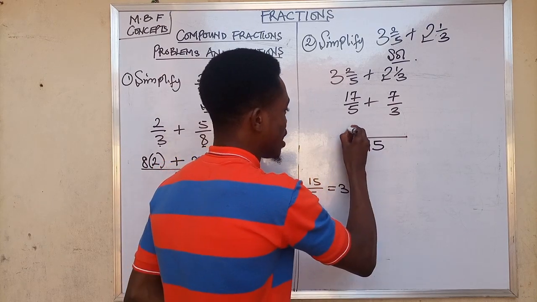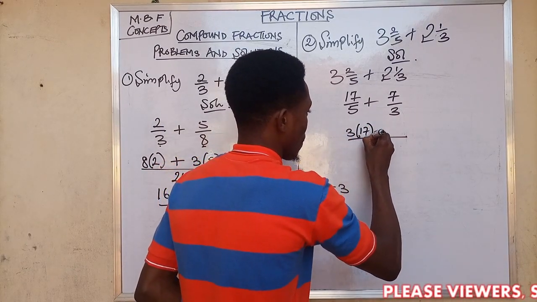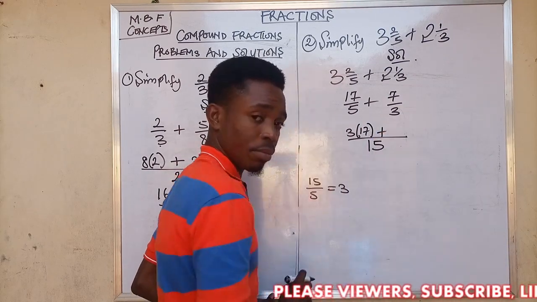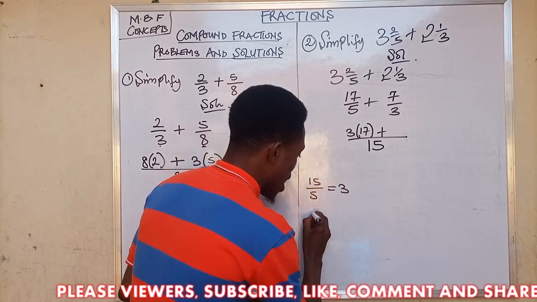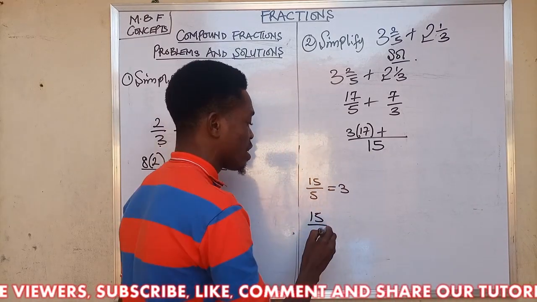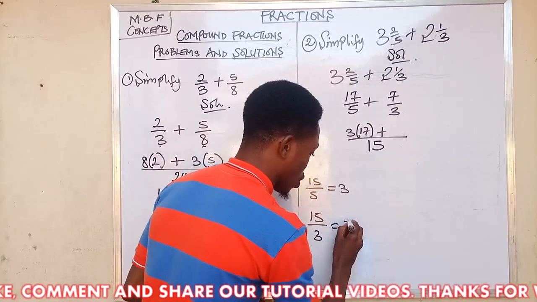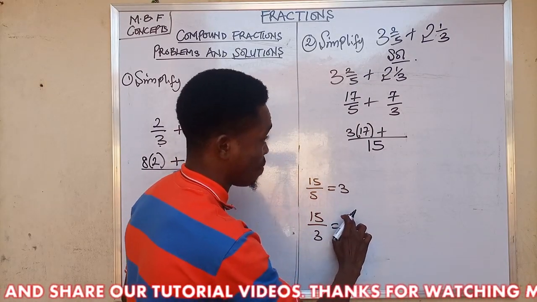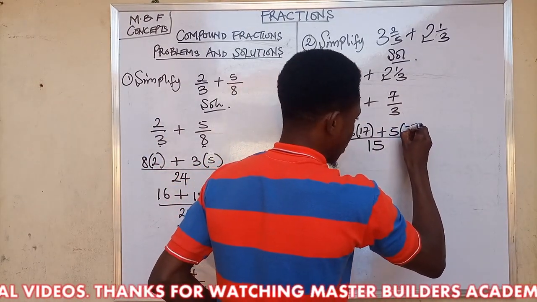So this 3 we just got, we multiply by the existing numerator, plus, guys, hope you are here. Yeah, it's as simple as that. Plus, now again we put down the new denominator divided by the second old denominator, and that is 3. And 15 divided by 3, we are going to have 5. So you multiply this 5 by the existing numerator there, so we have 5 times 7.